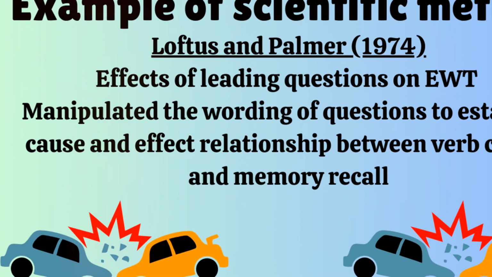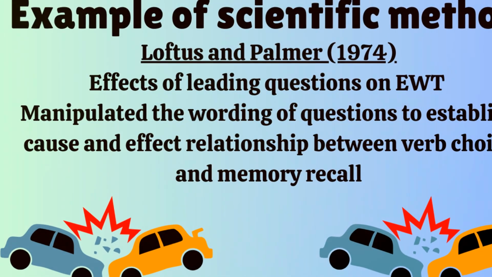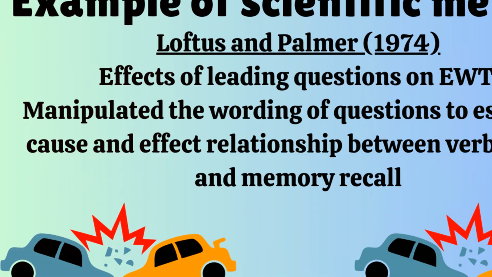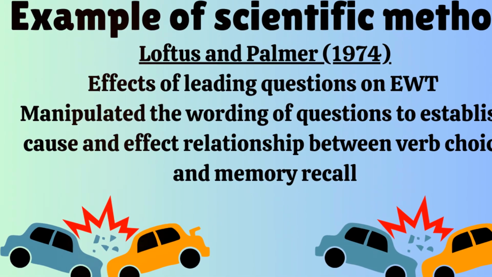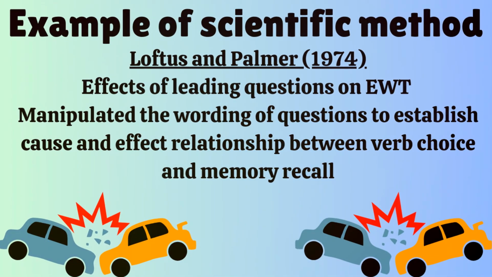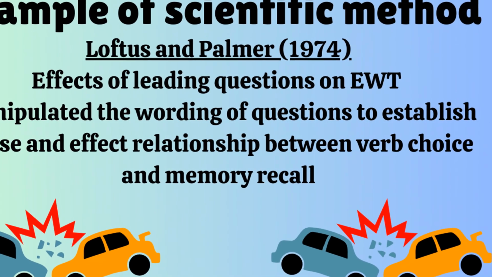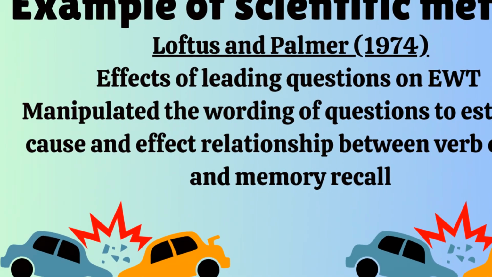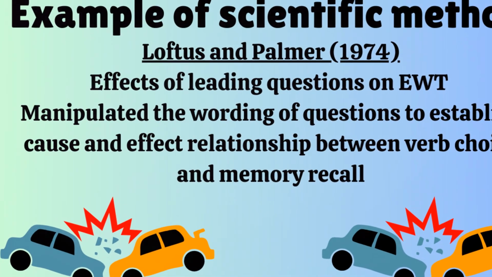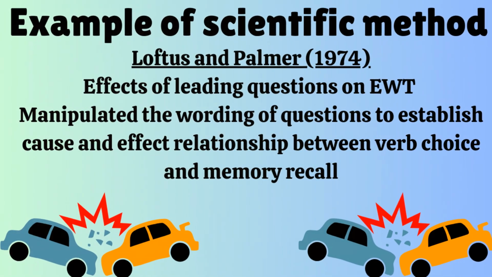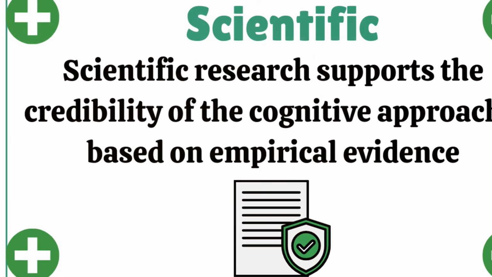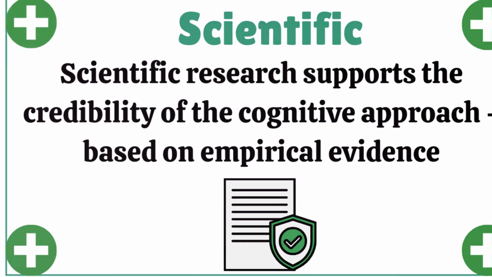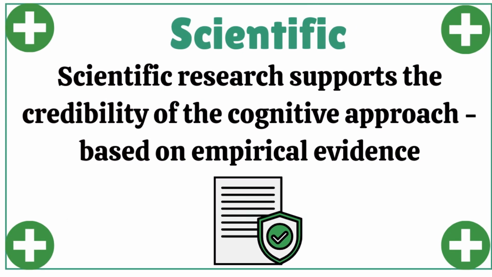For example, Loftus and Palmer's study from 1974 into the effects of misleading questions on eyewitness testimony used an experimental method. They manipulated the wording of questions to establish a cause and effect relationship between verb choice and memory recall. Such research really supports the credibility of the cognitive approach, as it is based on empirical evidence rather than speculation.